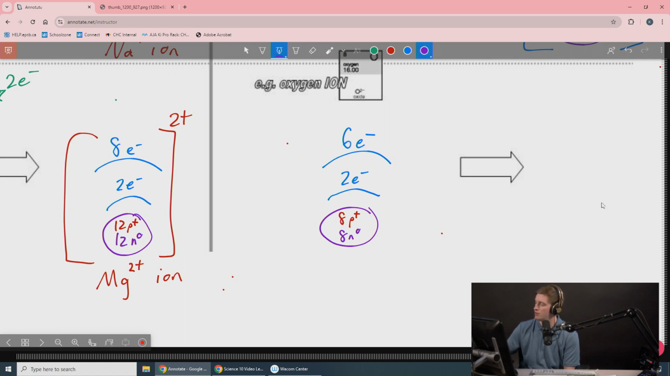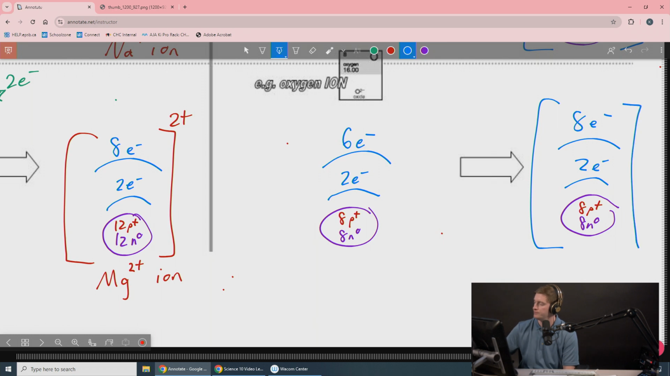So when we turn oxygen into an anion, our nucleus stays exactly the same. But now we'll fill our outer energy level. If you're counting up electrons, we've got 8 plus 2, that's 10 electrons, but 8 protons. So we have more negative charges than positive charges. So overall, we have a 2 negative charge. This is the oxide ion versus this is the oxygen atom.